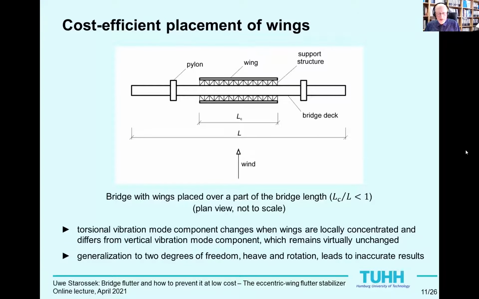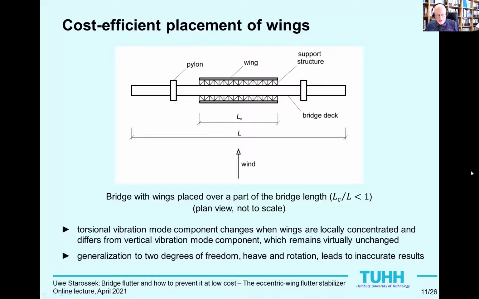In a real-world application, it is economical to place the wings not over the entire length of the bridge, but only at regions where they are most effective, say at the center of the bridge main span, where the vibration amplitudes are large. In such a case, the torsional vibration mode component is changed by the wings and differs from the vertical mode component, which remains virtually unchanged. For this reason, it would be problematic to generalize such a configuration to just 2 degrees of freedom, heave and rotation, as is normally done in flutter calculations for bridges and airfoils.